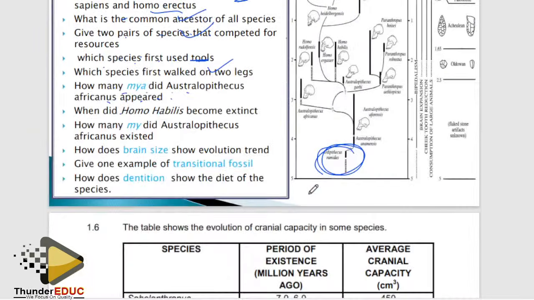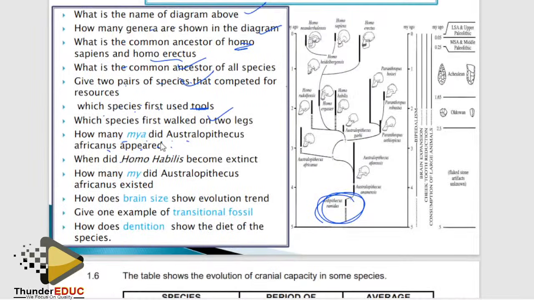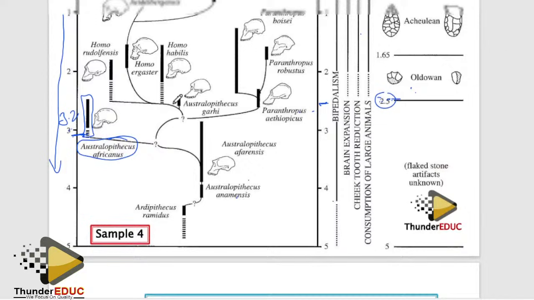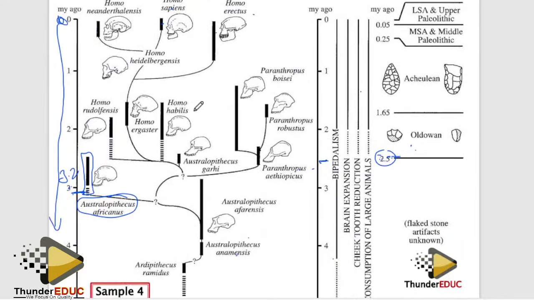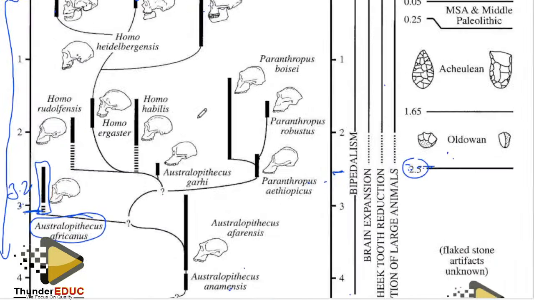Then they are saying, when did Homo habilis become extinct? Now you look at where it got extinct. Where is Homo habilis? Homo habilis is here. When did it get extinct? So you draw a line touching here, and then maybe it is 1.6, because 1.5 is around there. Maybe it's 1.6 there. You understand? That's when it got extinct.